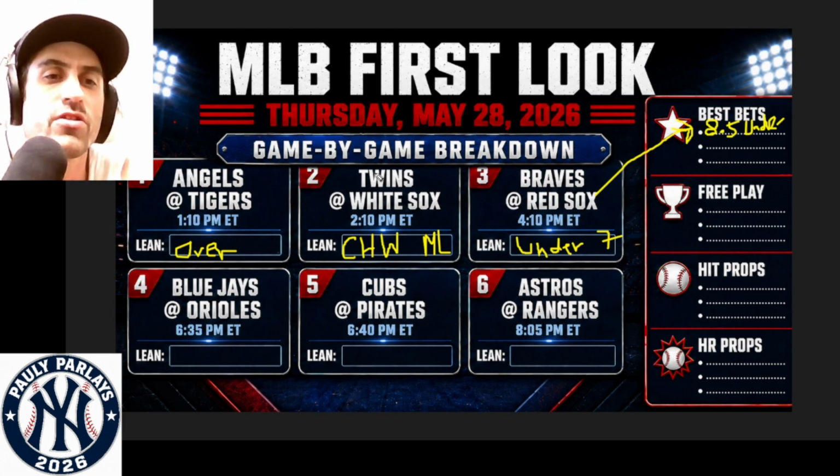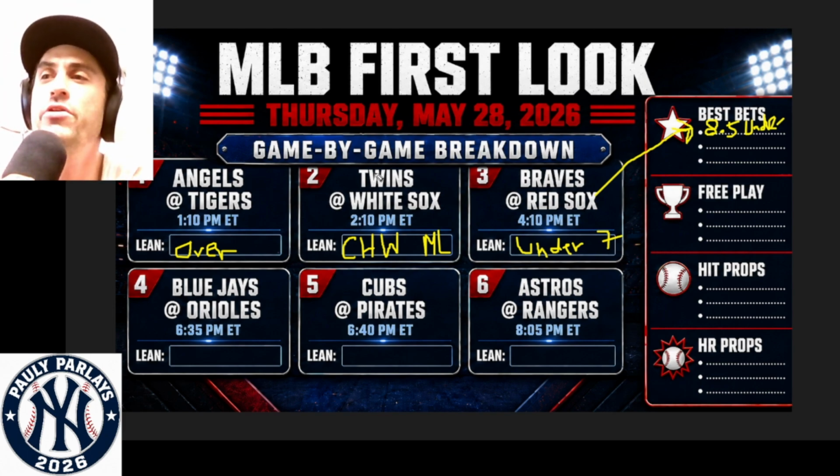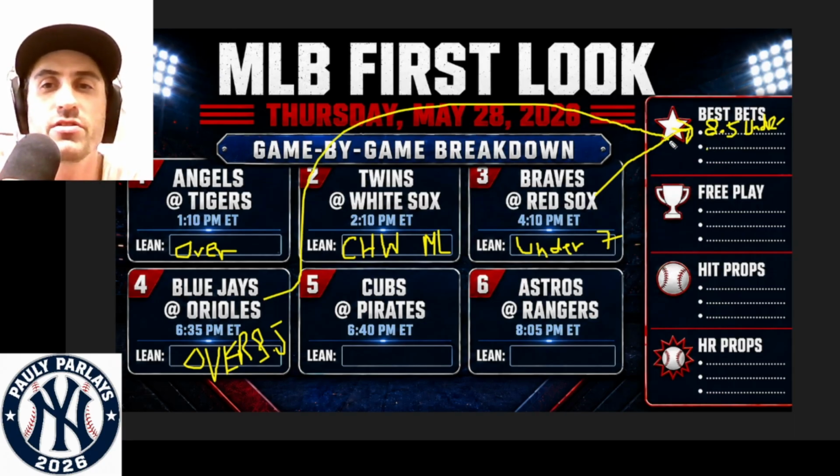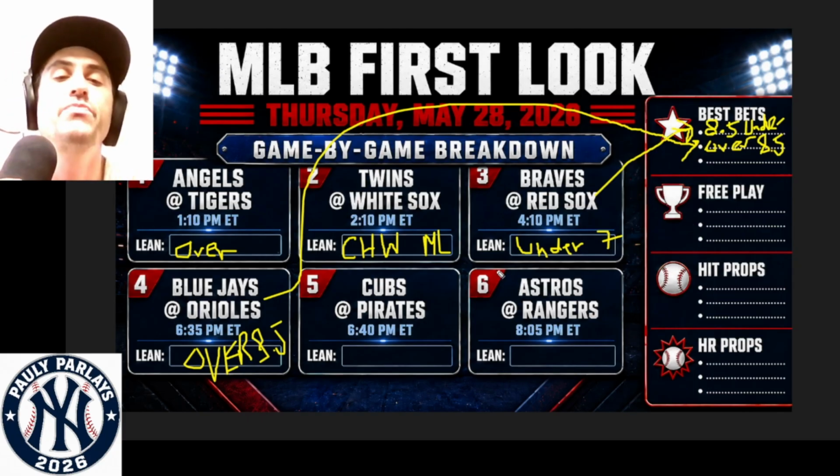Moving on to the fourth game tomorrow, Blue Jays at Orioles. I believe this is an over. We are looking at the over here, and I think it's 8.5. And that's also a best bet as well. So Blue Jays is also an over. Or I'm sorry, that will be an over 8.5, while the Red Sox Braves will be under 8.5 and move that line.